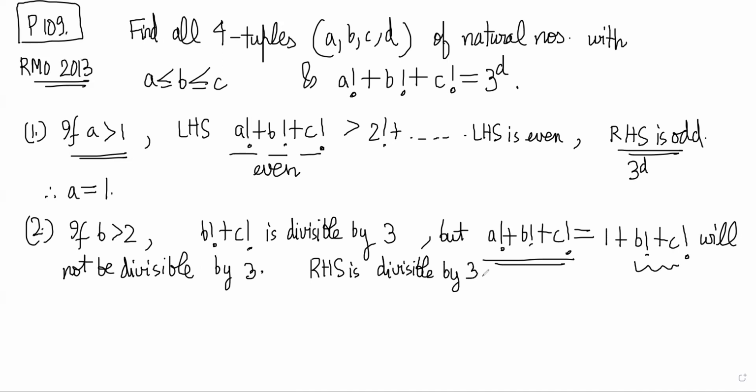RHS is divisible by 3, which shows us that B cannot be greater than 2. So the possible values of B are 1 or 2. We already know A is 1, and now we have two cases for B. B could be 1 or 2. Now let's work on these two cases.